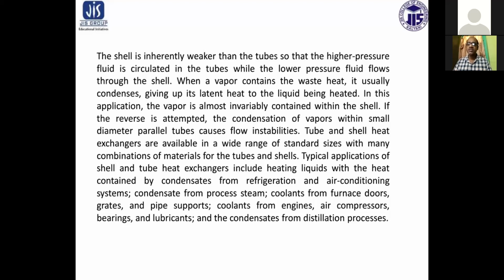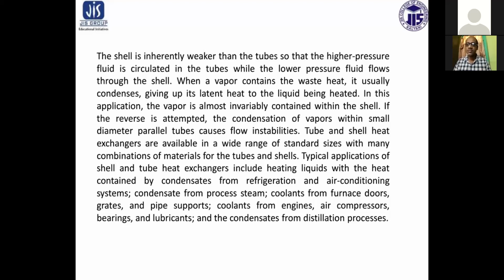Typical applications of shell and tube heat exchangers include heating liquids with the heat contained in condensate from refrigeration and air conditioning systems, condensate from process steam, coolant from furnace doors, grates and pipe supports, coolants from engines, air compressors, bearings and lubrication, and also condensate from distillation processes.